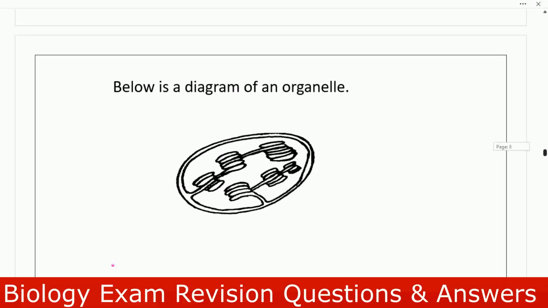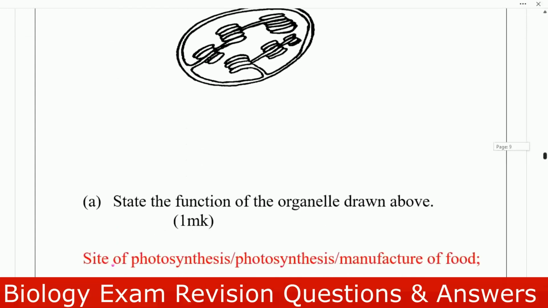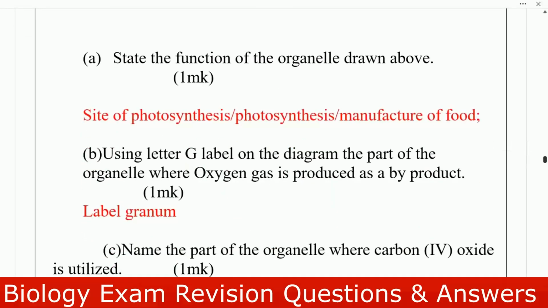Below is a diagram of an organelle. See the function of the organelle drawn above. This one is the site of photosynthesis, manufacture of food. Using letter G, label on the diagram the part of the organelle where oxygen gas is produced as a by-product.